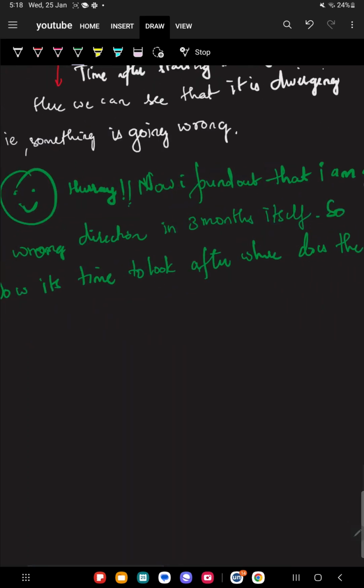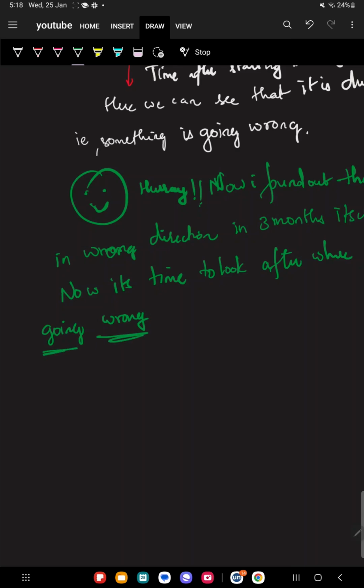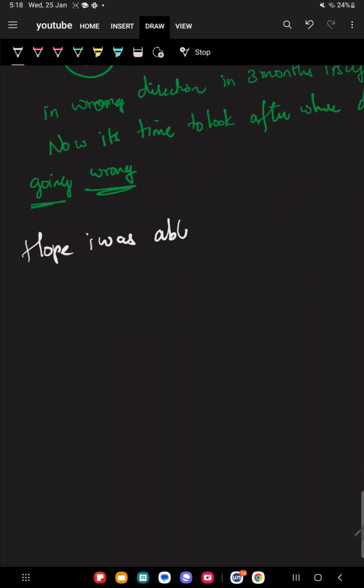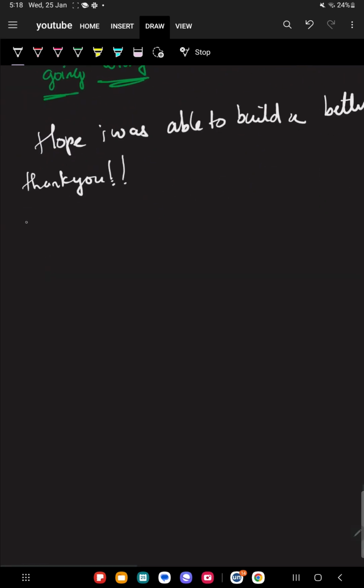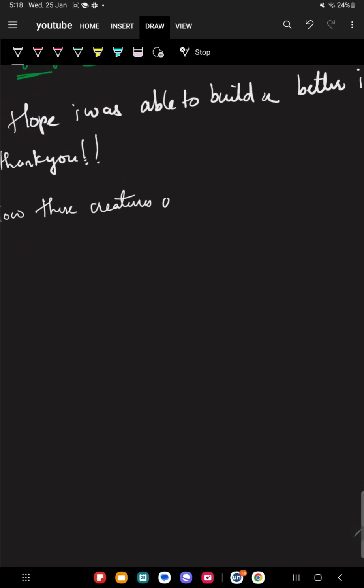I hope that I was able to build an intuition. Basically, we use the validation dataset so as to fine-tune our hyperparameters.